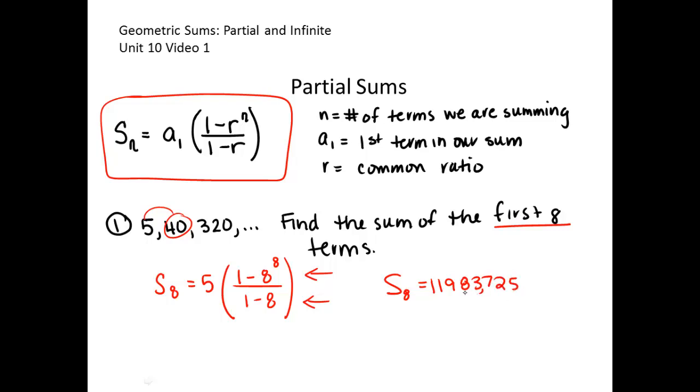1198375. These numbers are going to be very large because I am adding up all of these numbers, which are also being multiplied by 8 each time. So this is the correct answer for the first.